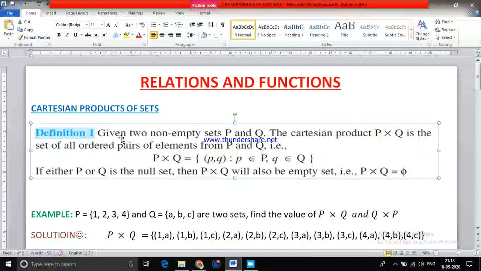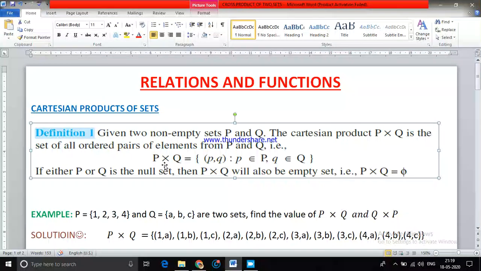What the definition says: given two non-empty sets P and Q, so P and Q both are non-empty sets, they must have at least one element. The Cartesian product of P and Q, that is P cross Q, is the notation to represent the Cartesian product. P cross Q is the set. That means the Cartesian product is also a set, but the elements of the set are all ordered pairs. Each and every element is an ordered pair. You already know the definition of an ordered pair, from coordinate geometry in classes 9 and 10. It consists of two values, one from the x-axis, one from the y value. An ordered pair of elements from P and Q.